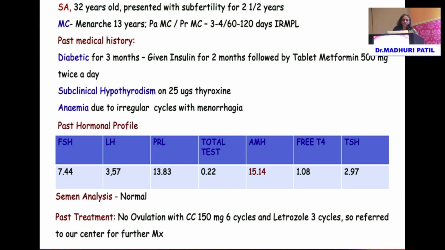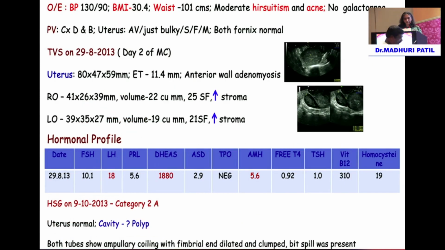So this was a 32-year-old patient who presented with subfertility for 2.5 years. She had been diabetic for 3 months. She had subclinical hypothyroidism, and she had anemia due to irregular cycles, for which blood transfusion was given. If you look at her hormonal profile, we can see that she has polycystic ovarian syndrome because her AMH is 15.14. The semen analysis was normal, and she had undergone several cycles of ovulation induction with clomiphene citrate and letrozole, but had not ovulated with any of them, and so she was referred to us.